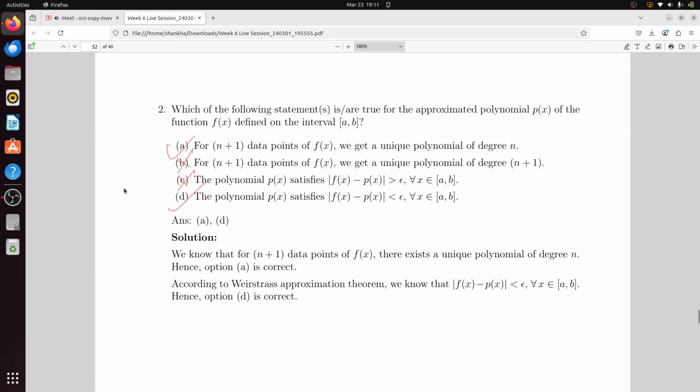Next, which of the following statements are true for the approximated polynomial p(x) of the function f(x) defined on the interval a comma b? For n plus 1 data points of f(x) we get a unique polynomial of degree n. For n plus 1 data points of f(x) we get a unique polynomial of degree n plus 1. The polynomial p(x) satisfies this. We have discussed that the interpolating polynomial, if it exists, is unique, so a is true, and the polynomial p(x) satisfies |f(x) minus p(x)| less than epsilon for all x in a comma b. So d is also true because this follows straight from Weierstrass's approximation theorem.